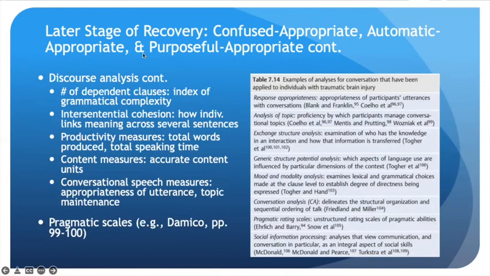With discourse analysis, you could also look at the number of dependent clauses as an index of grammatical complexity. You could look at what is known as intersentential cohesion, which is how an individual links meaning across several sentences. You could look at productivity measures, such as total words produced or total speaking time. You could look at content measures, such as accurate content units, or conversational speech measures, such as appropriateness of the utterance or topic maintenance. And there are also pragmatic scales that you can use as well.